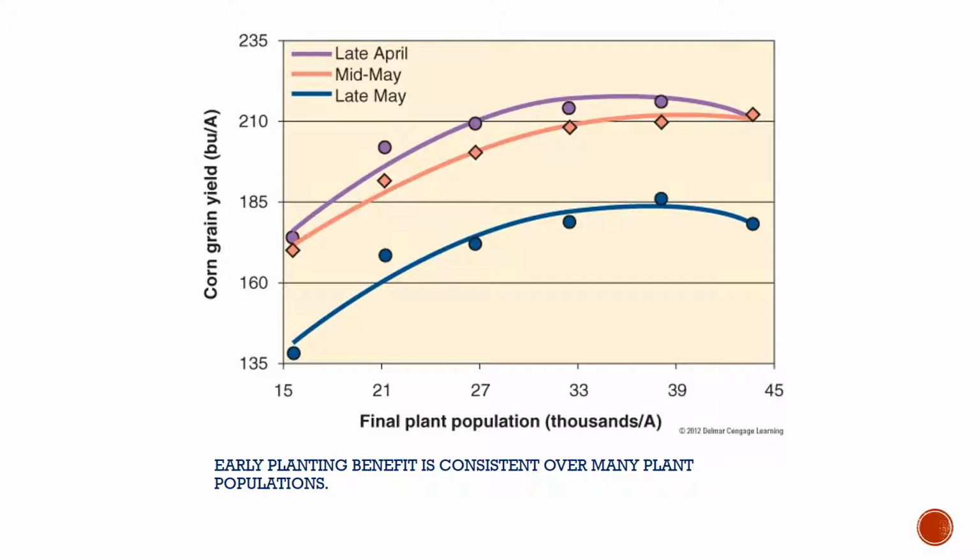So here's an example of plant population versus corn yield. If we have a late April, mid-May, and a late May corn planting, we're going to be able to see the benefits over many of those plant populations. So we have to take into account the plant population and then the corn yield and when it's planted. So if it's planted in those three different months.